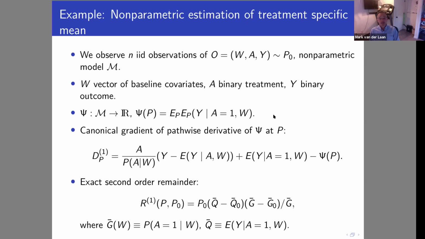The exact remainder can be calculated here, and that is indeed second order. It's given by this integral of the outcome regression minus the true outcome regression, times the propensity score minus the true propensity score, divided by the propensity score. So it's a nice term with a cross structure. We call this a double robust estimation problem, because this remainder will be 0 if one of them is correct.